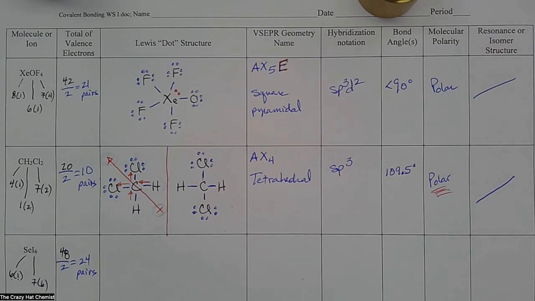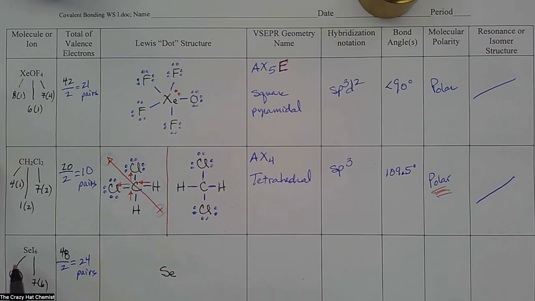We're going to have the least electronegative go in the middle, but never hydrogen. And most commonly, the halogens never go in the middle unless we are forcing them to. So we're going to have that selenium in the middle. Notice that there are 6 iodines, so they are going to be equidistant away from the selenium there. So 1, 2, 3, 4, 5, and 6. All right, so we have our 24 pairs of electrons.